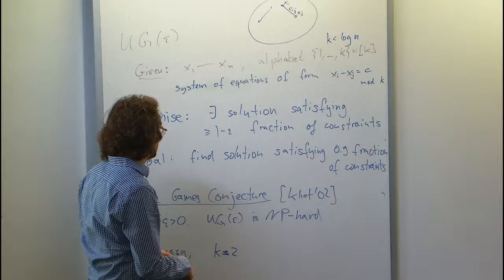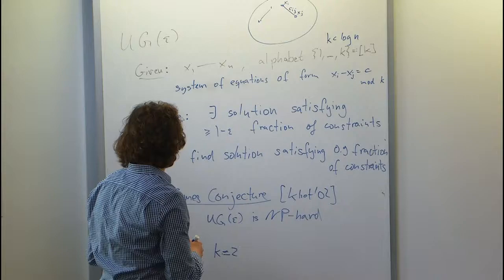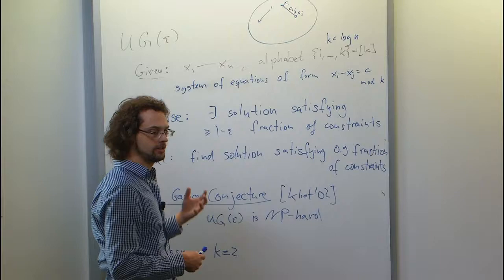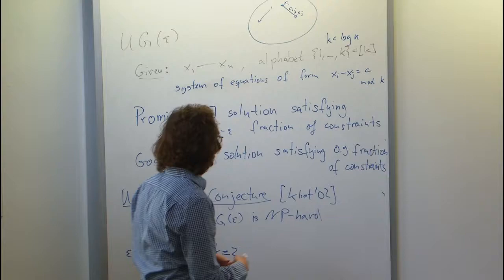That's essentially max cut. In particular, the algorithm that we saw in the last lecture would find, in this promise, a solution that satisfies 1 minus root epsilon of the equations, which is bigger than 0.9 for the kind of epsilon that we are interested in.